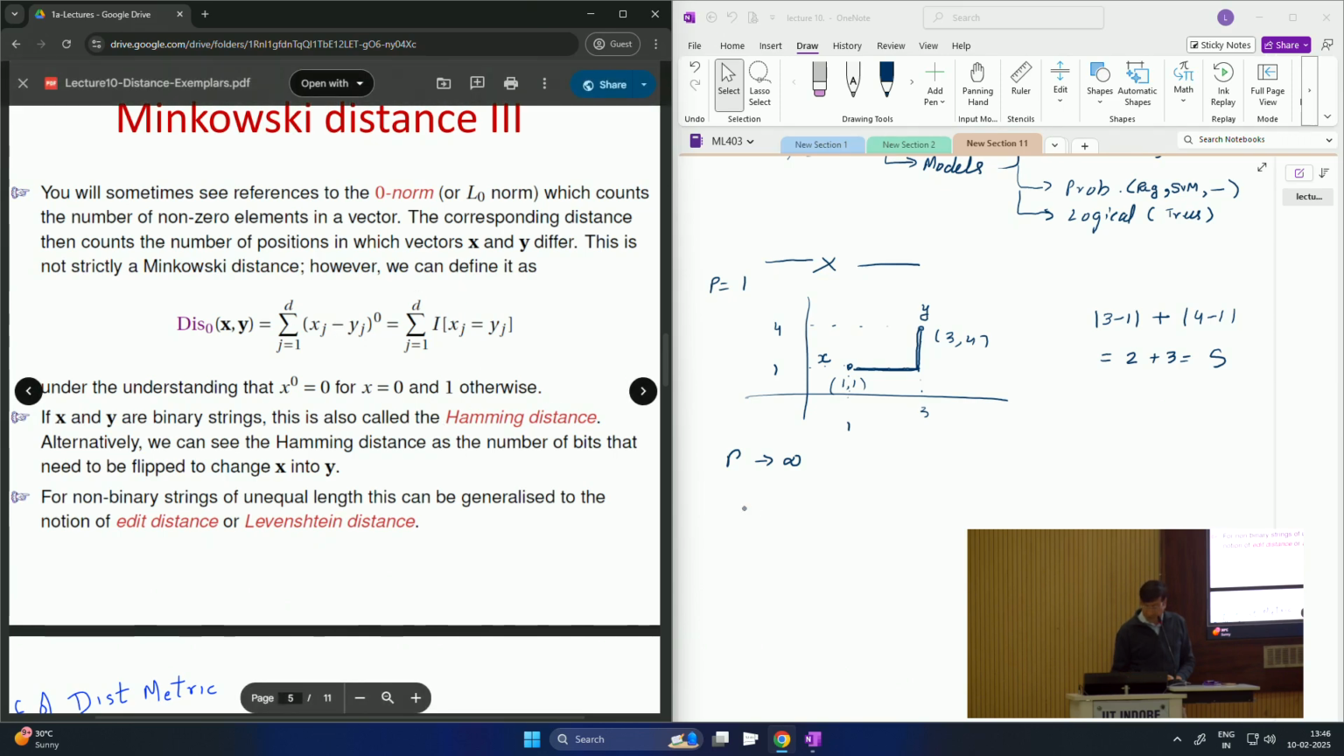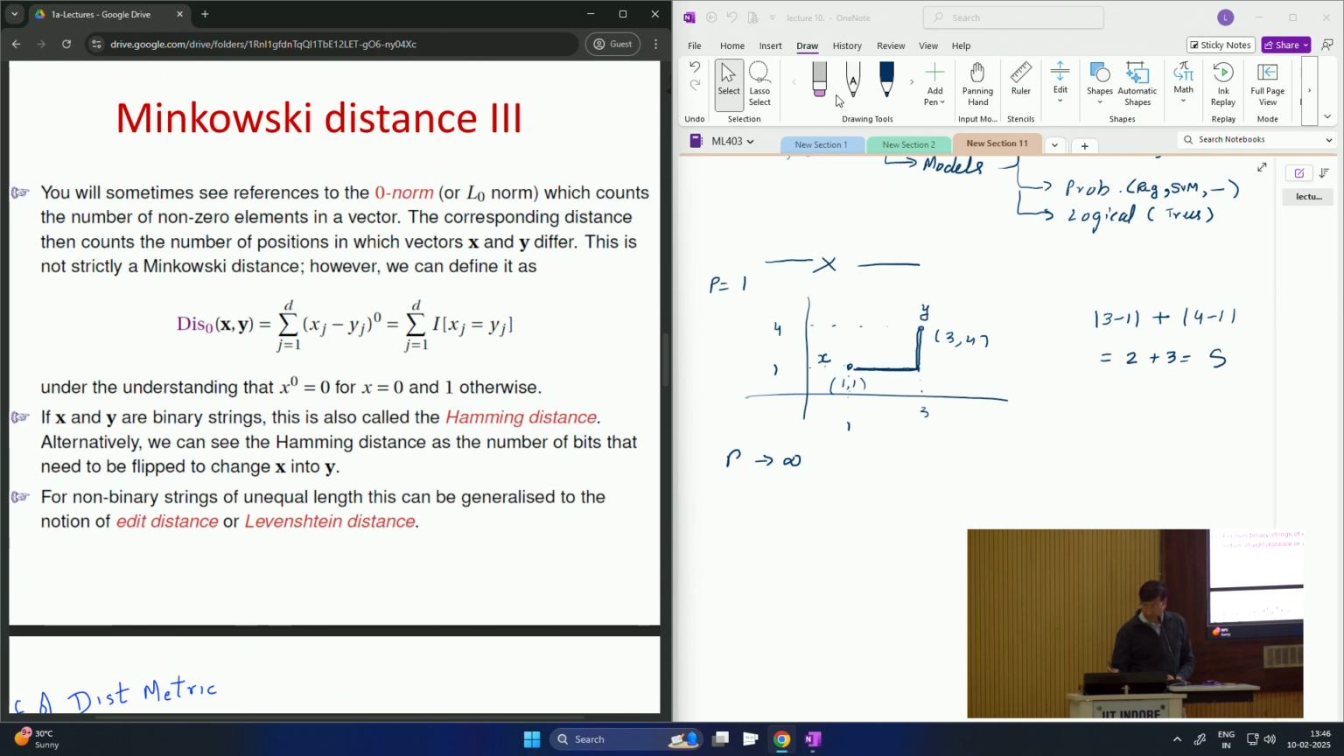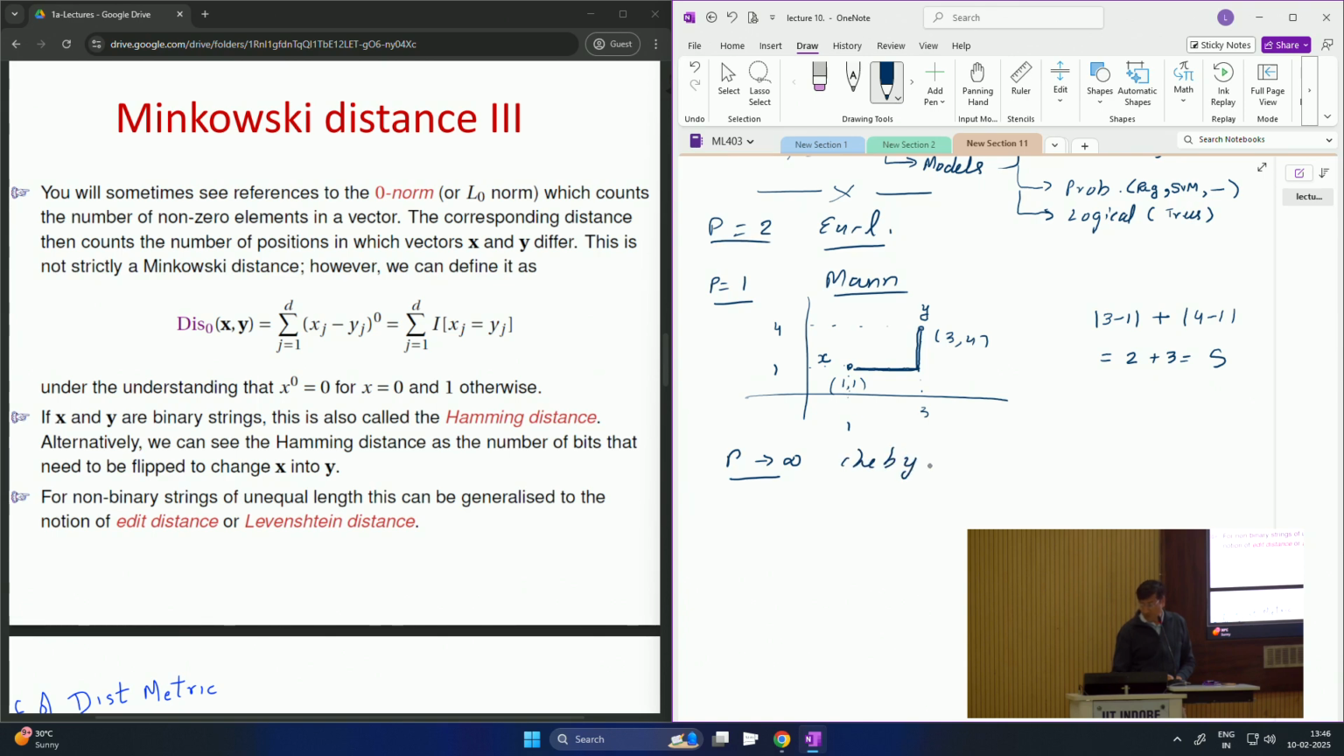Take two binary strings. What we are writing here: we started with P equal to 2, which is Euclidean. P equal to 1 is the Manhattan distance. P equal to infinity is Chebyshev, which just gives the maximum value. Here it's adding. And when P is equal to 0, say you've got two strings, 0 1 1 and 0 1 0. What will be the distance between them in terms of this zeroth one, which we refer to as the Hamming distance?